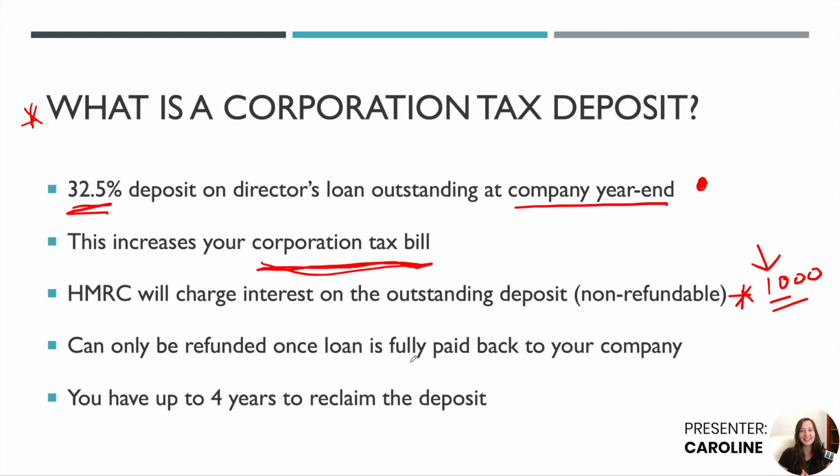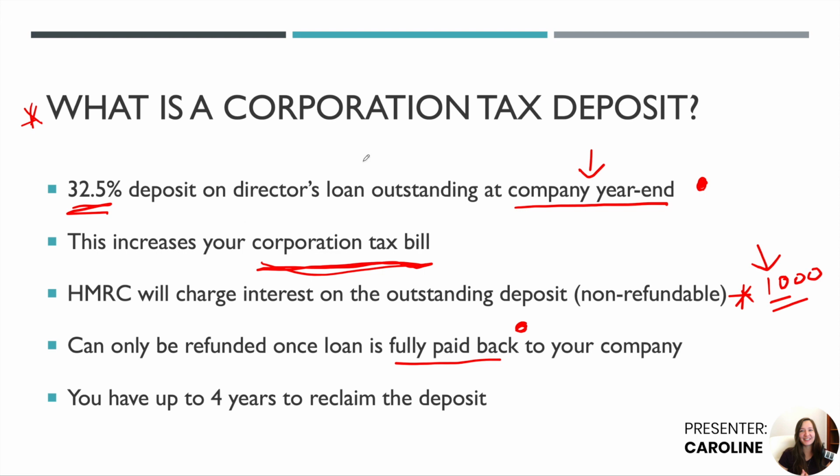The actual deposit can only be refunded once the loan is fully paid back to your company. And there are some rules around this, which I'll get into in a second. And you have 4 years to reclaim the deposit. So from the company year-end date that the loan was first declared in, you have 4 years to reclaim that. And that's generally the rules of directors' loans here and possible implications that you might want to watch out for as a single director.